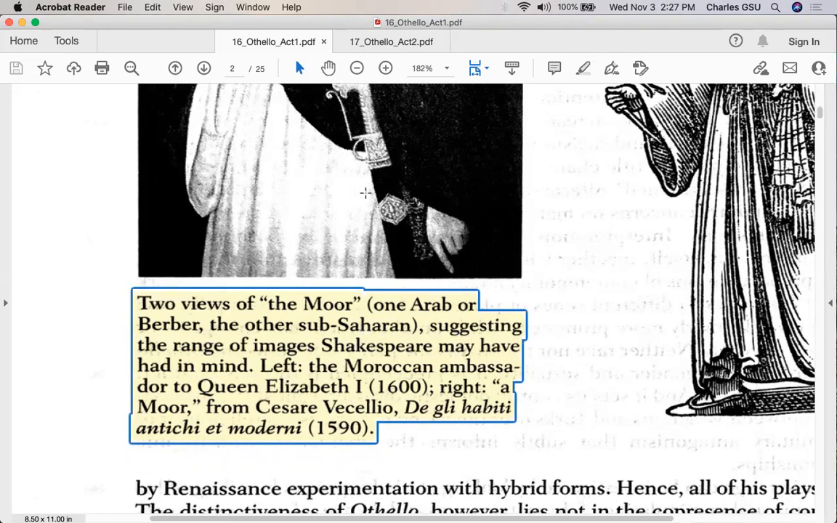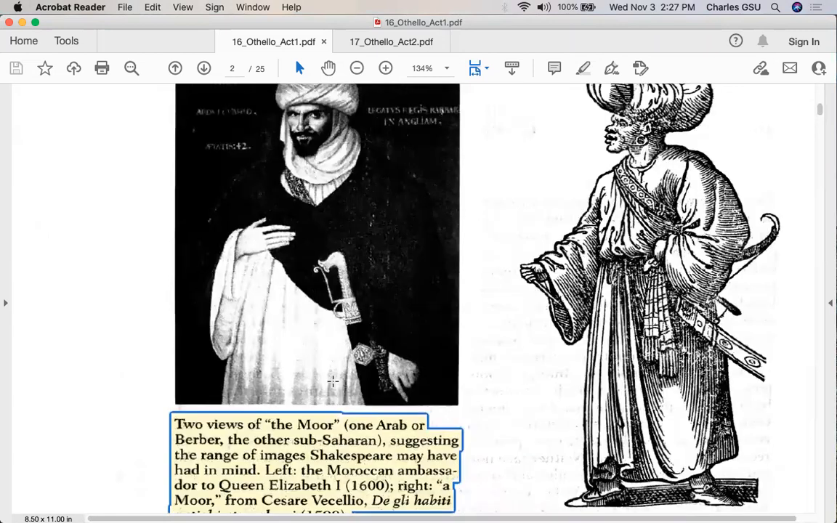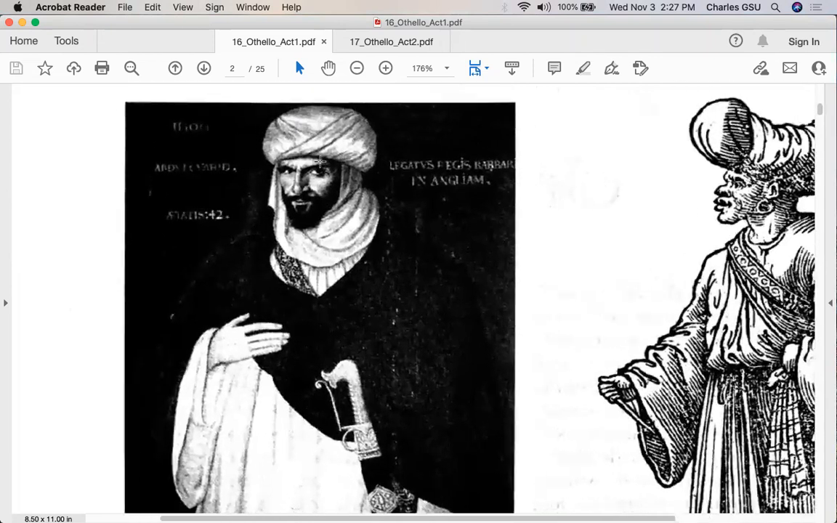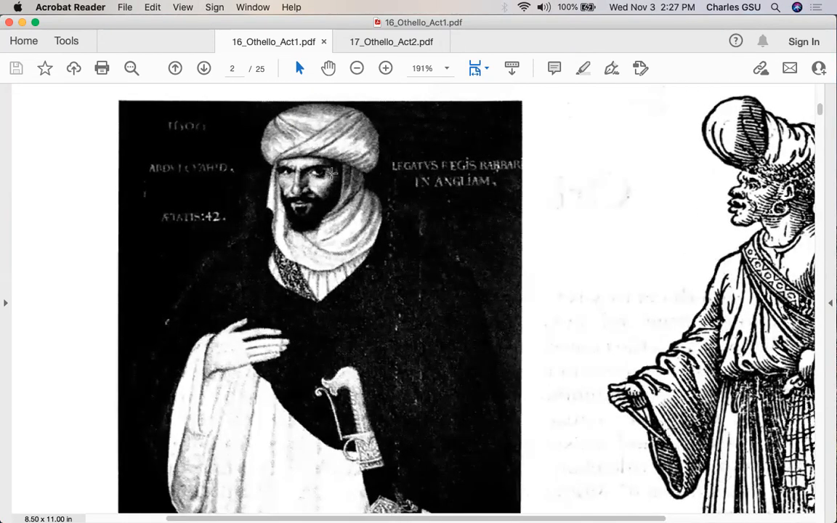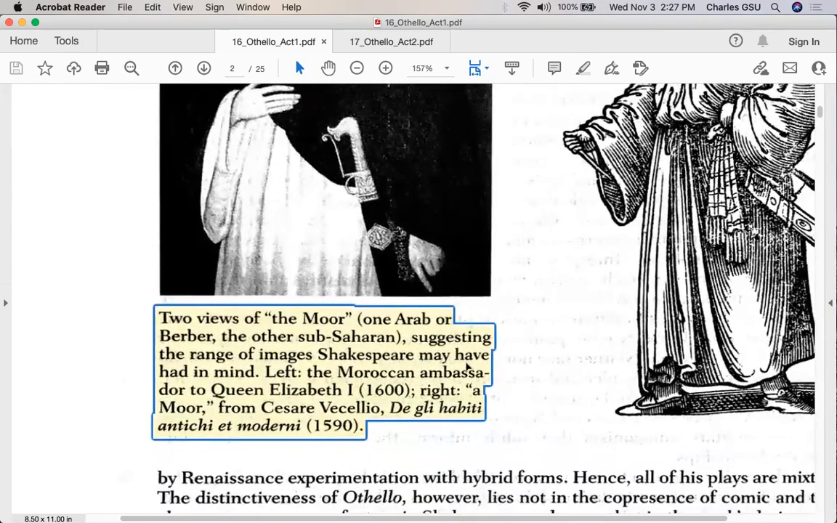So the one on the left, up here with the sword, is the Moroccan ambassador to Queen Elizabeth I, 1600. So this was a real person, and you can see he's of Arabic descent, with the turban. And then on the right, a Moor from Cesare Vecellio's Degli Habiti Antichi et Moderni, excuse me, which translates to the habit of ancient and modern peoples, basically.